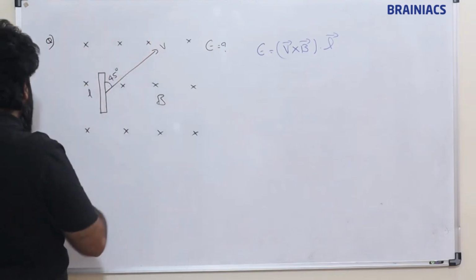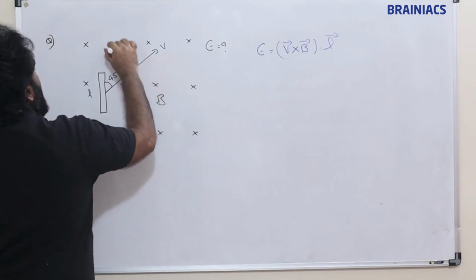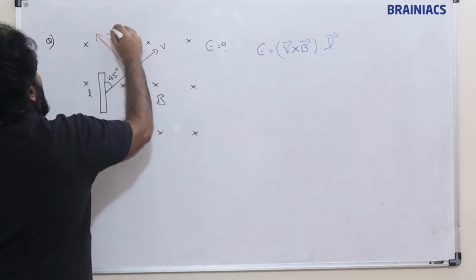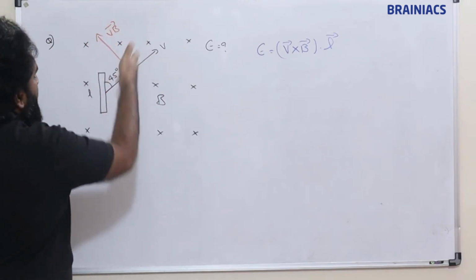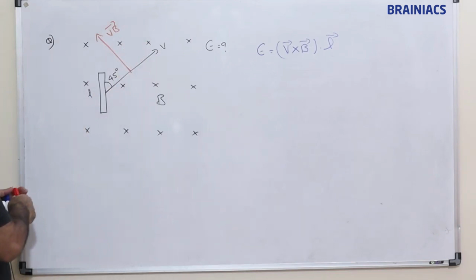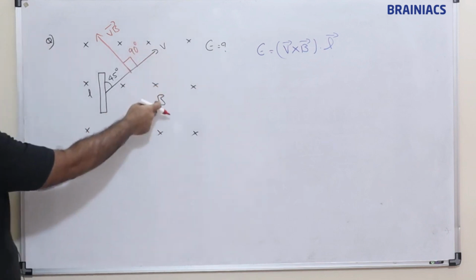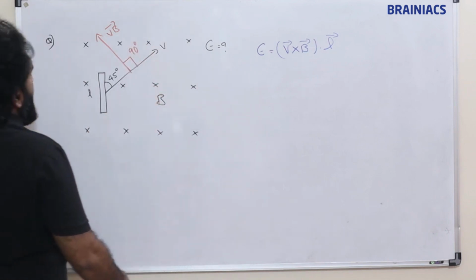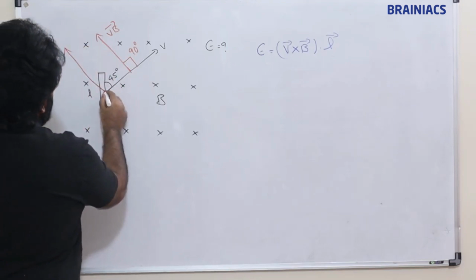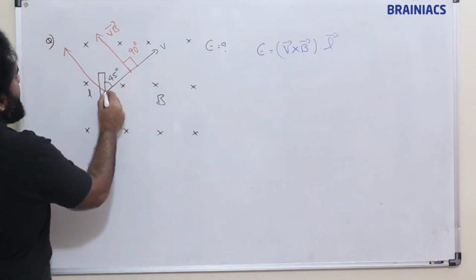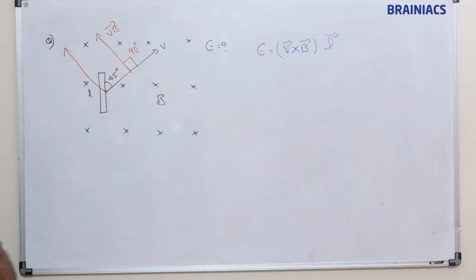So this is going to be the direction of VB vector. Okay, now what is the angle? This VB will be perpendicular to V, and that will be perpendicular to B also. Now suppose if we draw like this, then what angle does this VB make with the L vector?